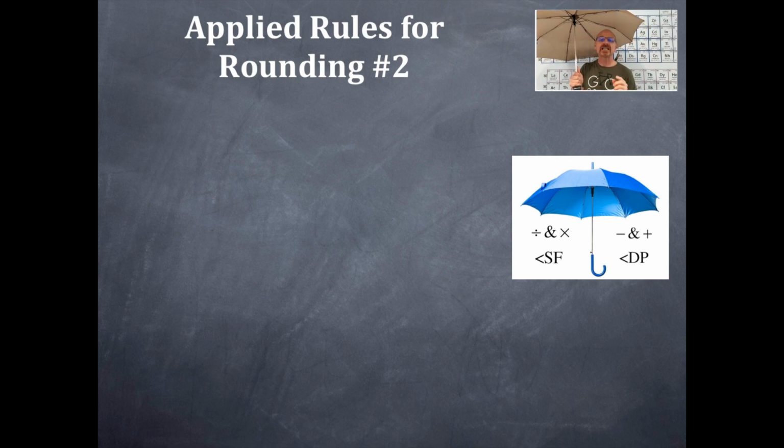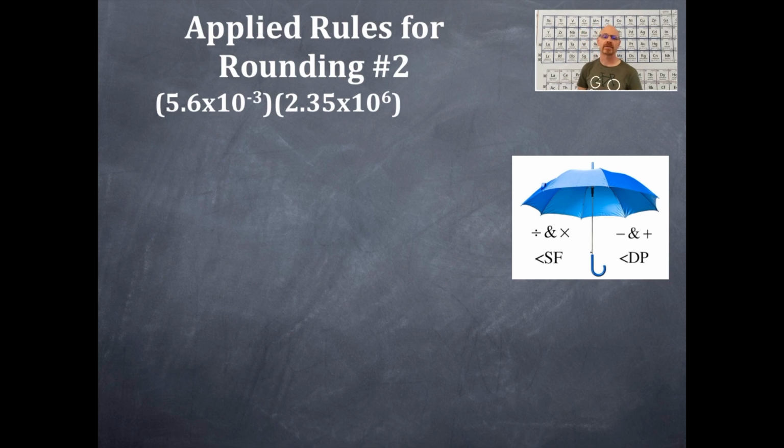rounding. When it is multiplication and division, you're using your umbrella, which is the least precise measurement. But multiplication and division, you use the fewest number of significant figures. With addition and subtraction, you're also using the least precise measurement. However, when that is applied, you're using the fewest number of decimal places. So let's see how you have your umbrella unpacked.